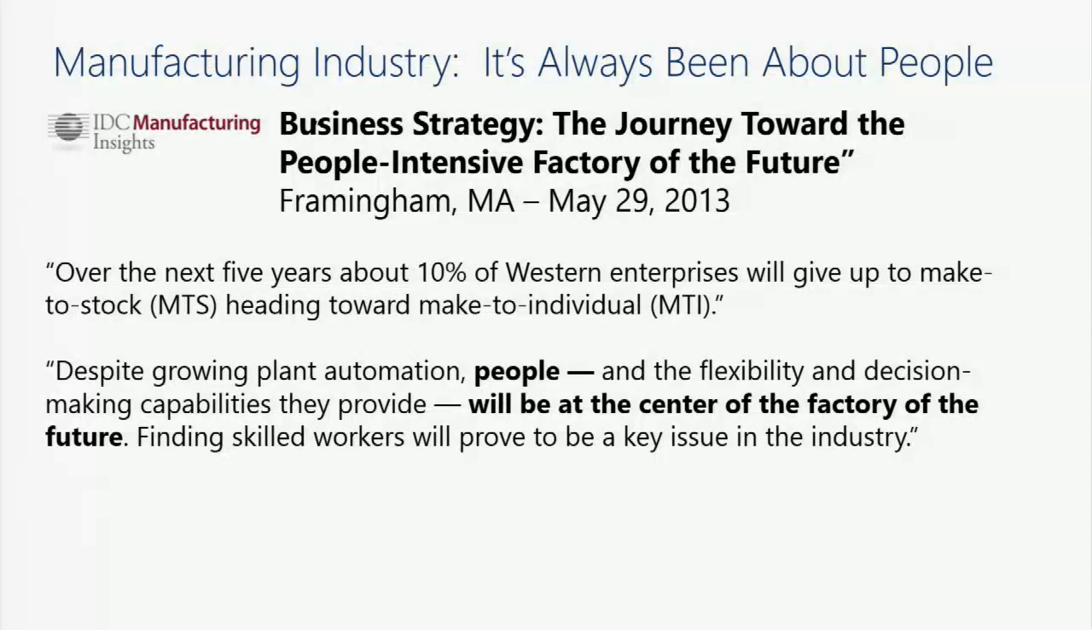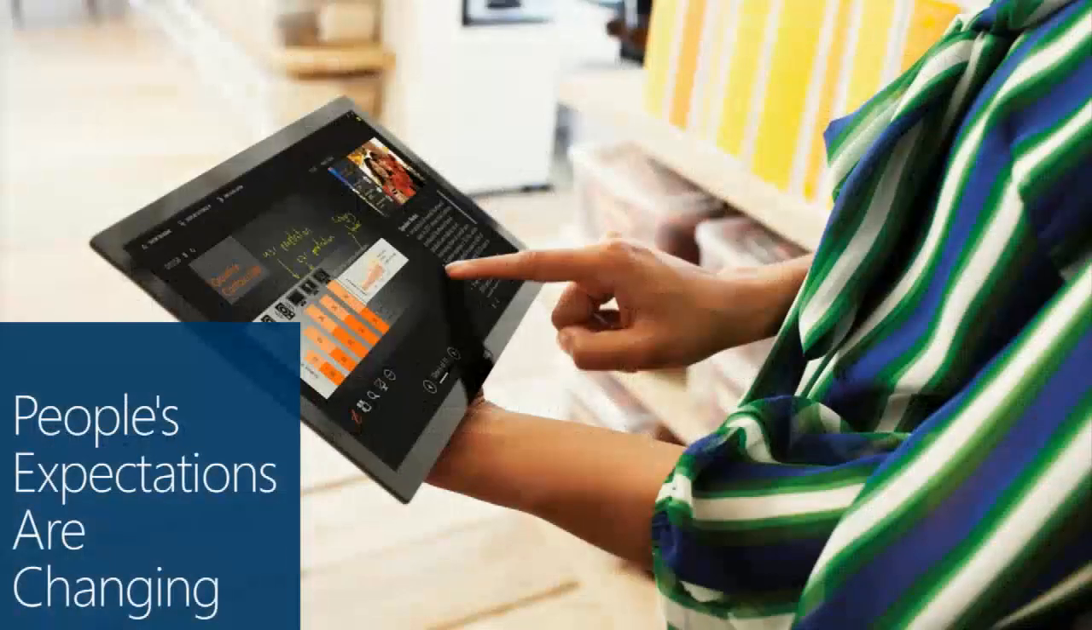People will, in fact, be the center of the factory of the future. Now, what's hard about that is that people's expectations themselves are changing. If people are the future and the center of manufacturing, they have higher expectations of how they get information, when they get information, and where they get information. So the ability to adapt and support people is critical.